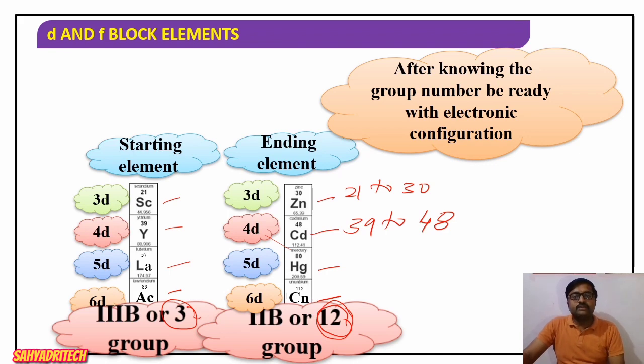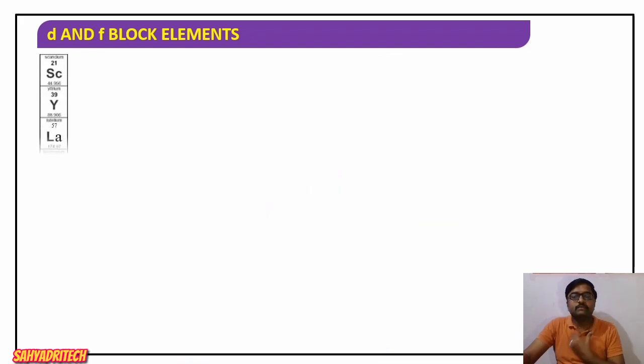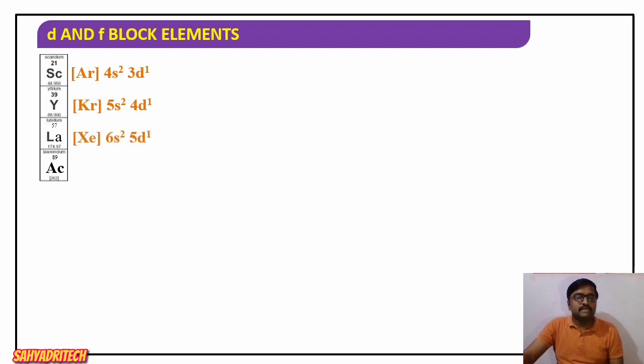Well, after knowing the group number, be ready with the electronic configurations. We know the group number here, and we should be aware of the electronic configuration. For scandium, argon 4s2 3d1; for yttrium, krypton 5s2 4d1; lanthanum, xenon 6s2 5d1; actinium, radon 7s2 6d1, right? So 4s2 3d1, 5s2 4d1, 6s2 5d1, 7s2 6d1. These are the electronic configurations of the starting elements.